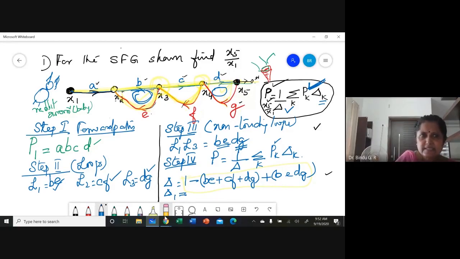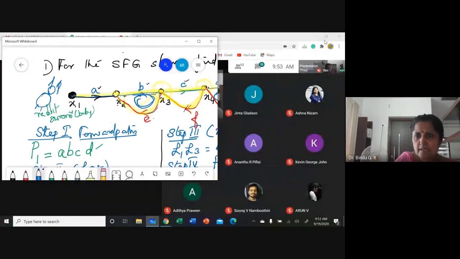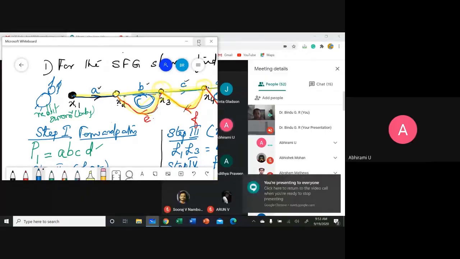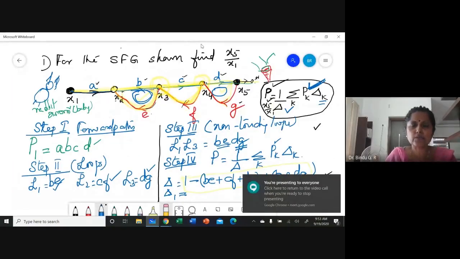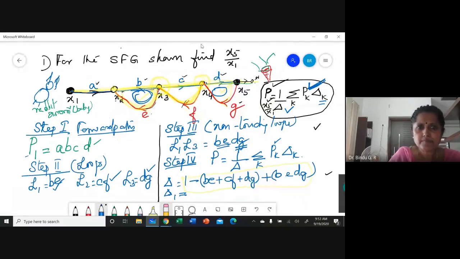So for the first forward path, I check whether there are loops which are not touching it. You have to check whether there are any loops which are not connected to the first forward path. Is there any loop which is not connected to the forward path P1? No. 1 minus 0. Had there been any loops not touching forward path 1, you would have written that here. And if there are loops, then you will check for 2 non-touching loops, 3 non-touching loops, etc. So here delta 1 is 1.